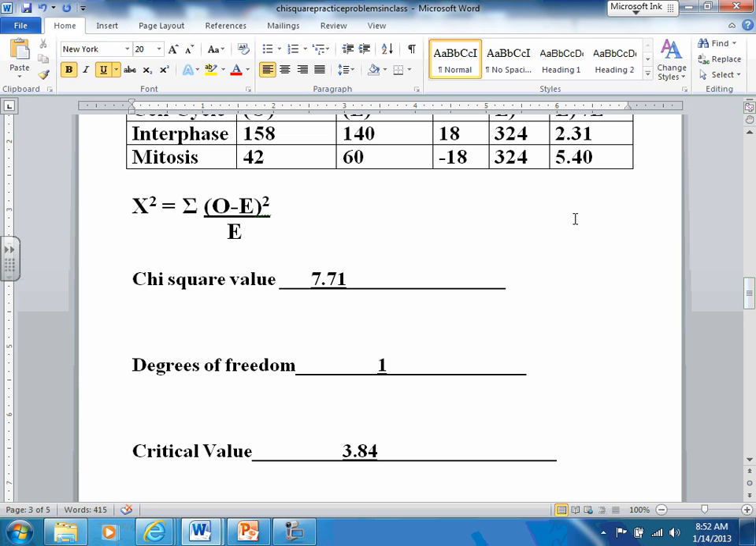What does that mean? We have to reject our hypothesis. The student's hypothesis is not right. According to this data, is an onion cell spending 70% of its time in interphase and 30% in mitosis?